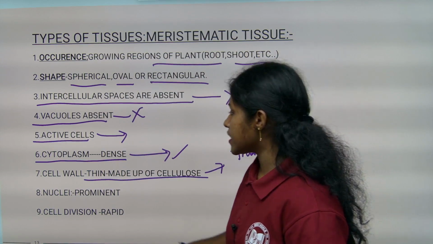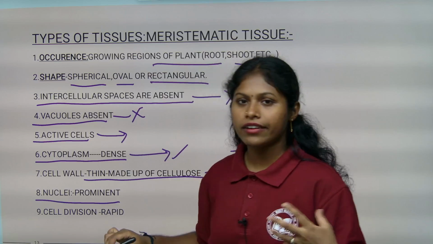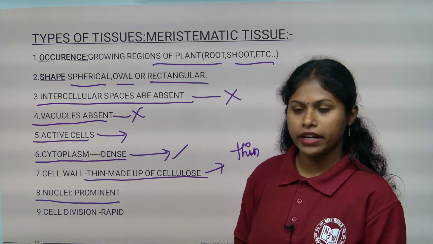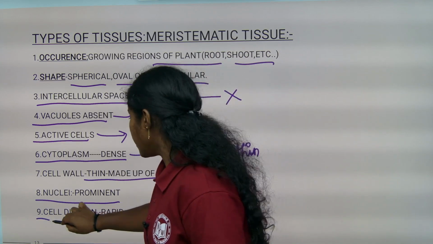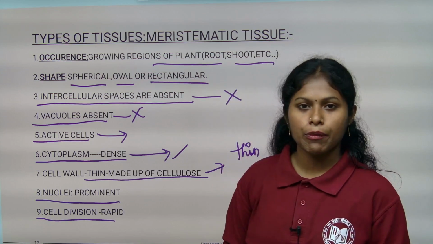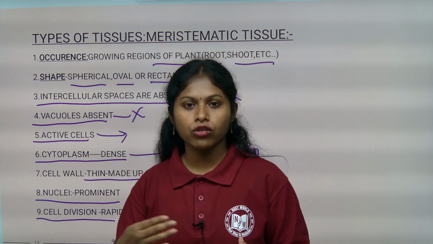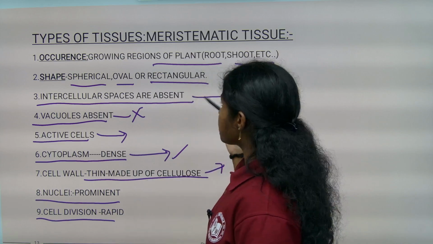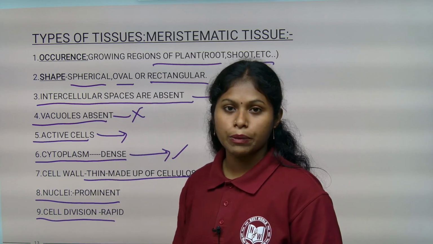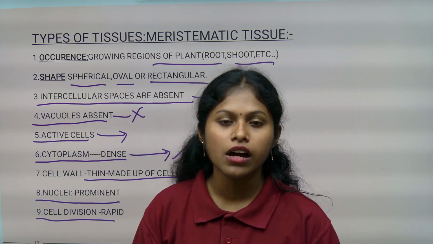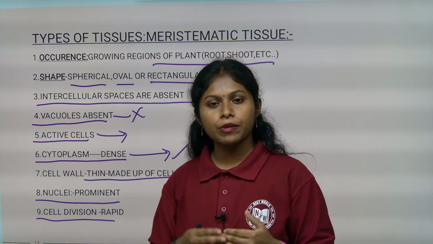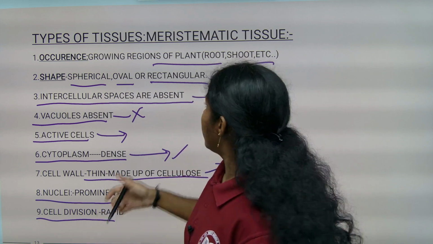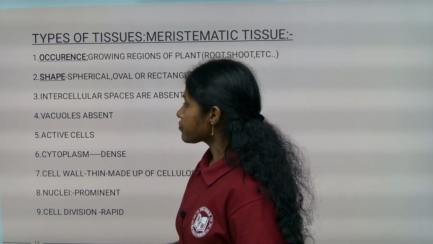Coming to the nucleus, it is prominent. For actively dividing cells, the nucleus should be prominent, right? So cell division is rapid. They are actively dividing cells. Only in them is the division of cells happening. That is why cell division is very rapid. It is present in the regions of growth. The primary growth of the plants is happening because of the meristematic tissue, right?